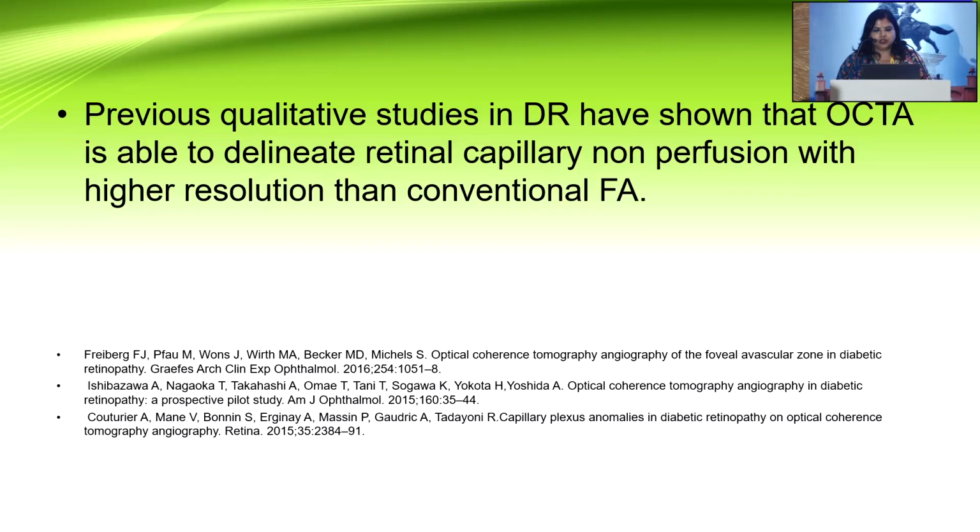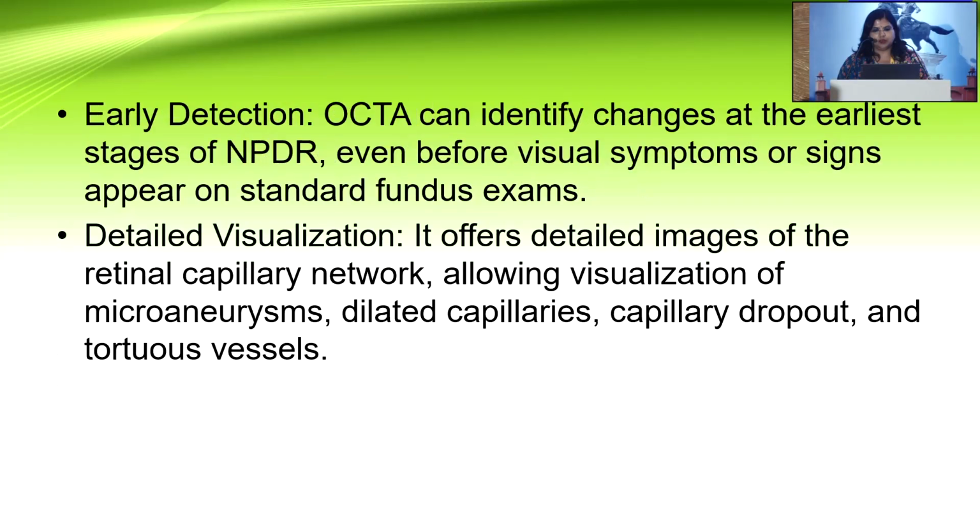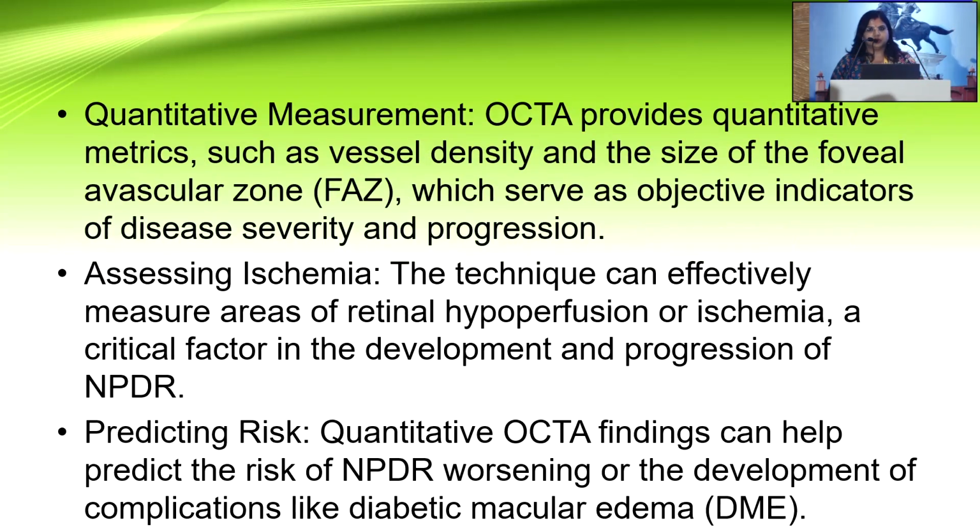So previous studies have shown that OCTA is able to delineate retinal capillary non-perfusion with higher resolution than the conventional FA. In early detection, it can detect changes at the earliest stages of NPDR, even before the visual symptoms or signs appear on standard fundus examination. It offers detailed images of retinal capillary network and allows the visualization of microaneurysms, dilated capillaries, dropouts, and the Torch's vessels, which give an idea of the disease progression.